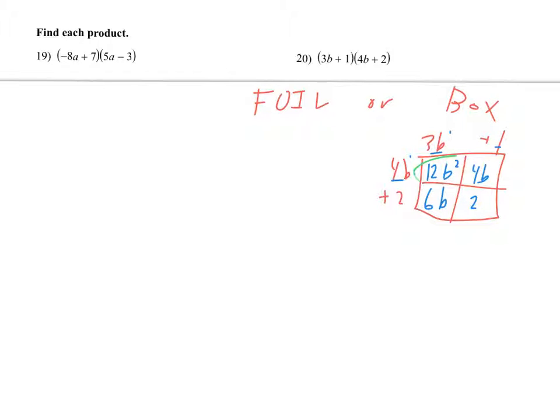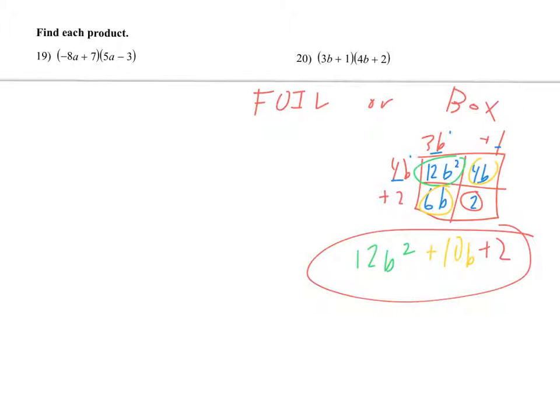So 12b squared has no like terms, so I'll write that down. 6b and 4b makes 10b. And then the 2 also does not have a like term, so I add that back.